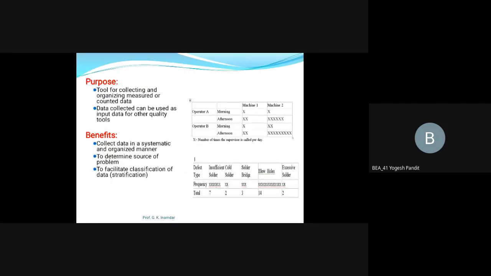So what is the purpose and benefit of the check sheet? It is a tool for collecting and organizing measured or counted data. Data collected can be used as input data for other quality tools. Suppose we are moving to the control chart, we can collect the data for that from the check sheet. Check sheet can also be used only for data collection. It also gives an idea about the analysis.